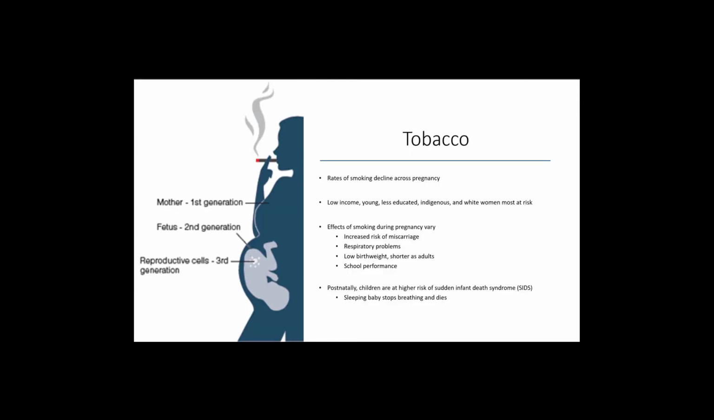Some of the common teratogens: tobacco. Rates of smoking decline across pregnancy. Mothers who are low income, young, less educated, indigenous, and white women are most at risk. The effects of smoking during pregnancy vary, but it's generally associated with increased risk of miscarriage, respiratory problems, low birth weight, shorter height as adults, and poor school performance. Postnatally, children are at higher risk of SIDS, which is when a sleeping baby stops breathing and dies.